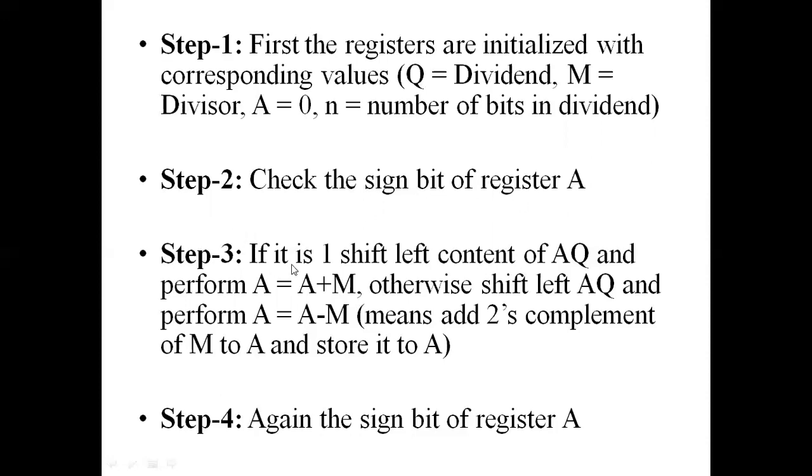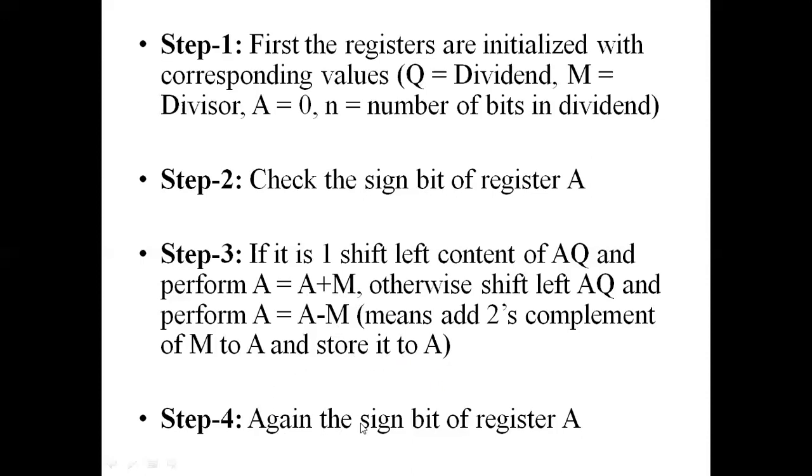Why? Because if the sign bit of A is 1, that is negative, then we shift left the content of AQ, that is A and Q, and perform A = A + M. Otherwise, we shift left AQ and perform A = A - M, that is, add the 2's complement of M to A and store it into A.